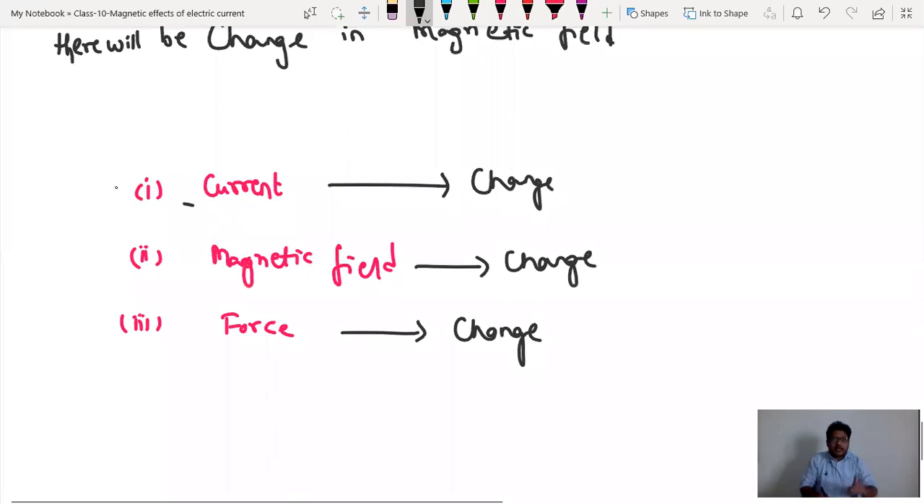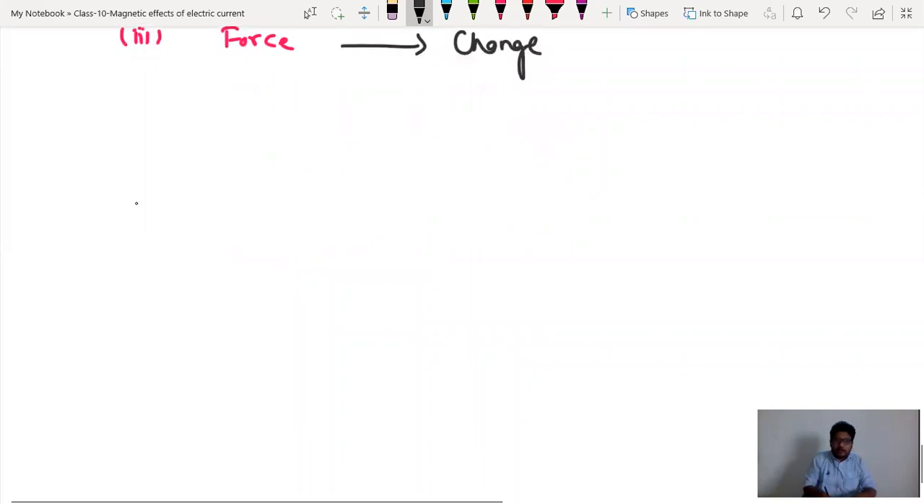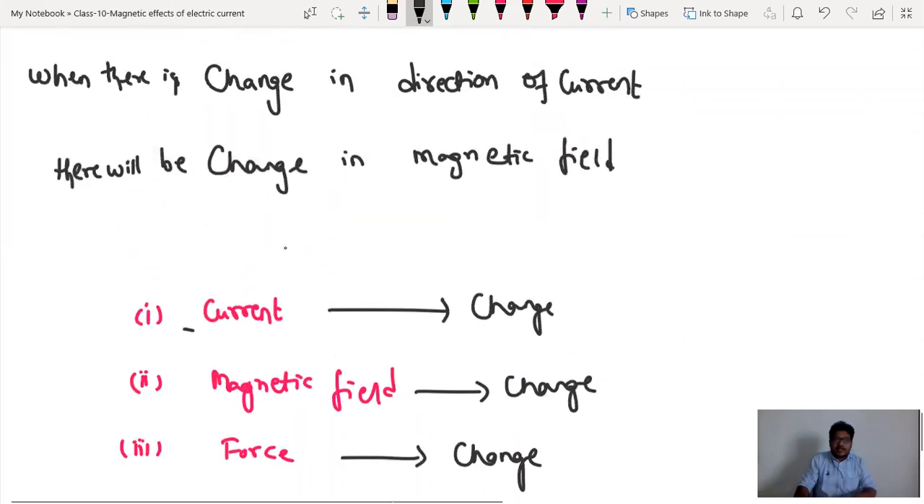In one particular direction, one particular magnetic field and one type of force, either attraction or repulsion. If you change the current, the magnetic field will be reversed and the deflection also will be reversed. So if you reverse one thing, everything will be reversed. That is a concept you should understand, and here we need to understand directions.